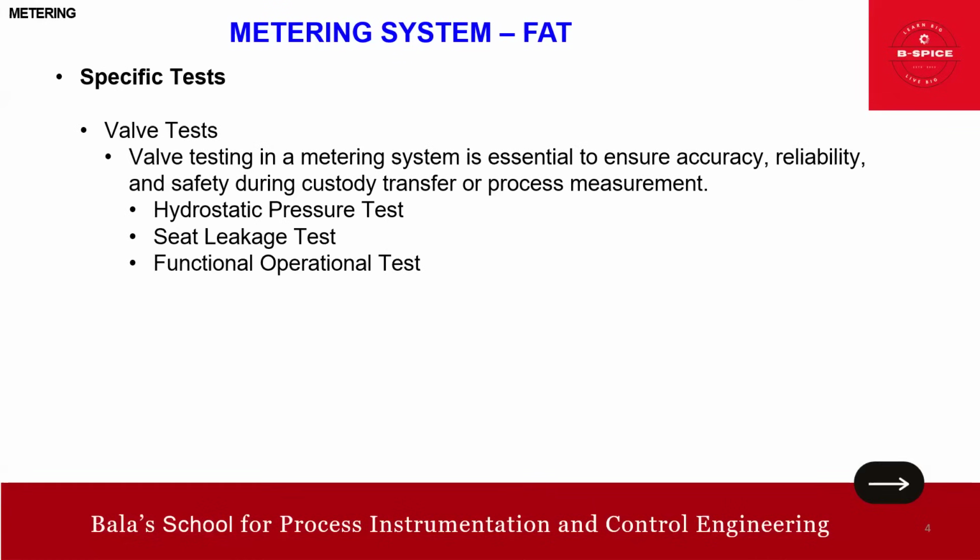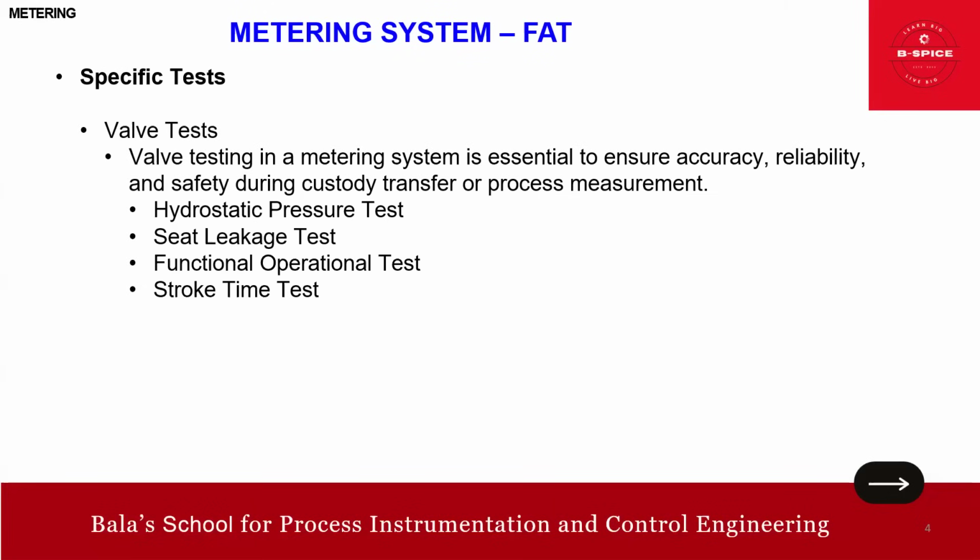Then functional operation test. What is the purpose? The purpose is to confirm whether the valve opens, closes correctly and responds to control signal, right? So how do we do that? Cycle the valve through the full range. You have to cycle it, right? Through the range using manual or automated controls. It includes solenoid valves, actuated control valves, all these, okay?